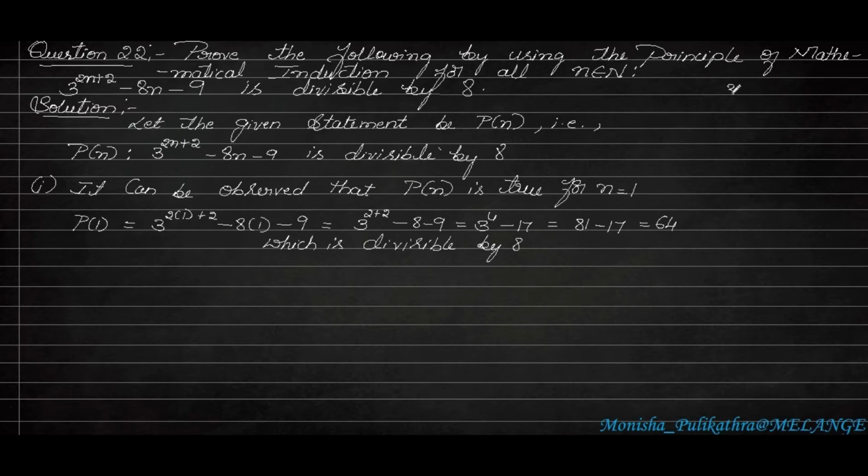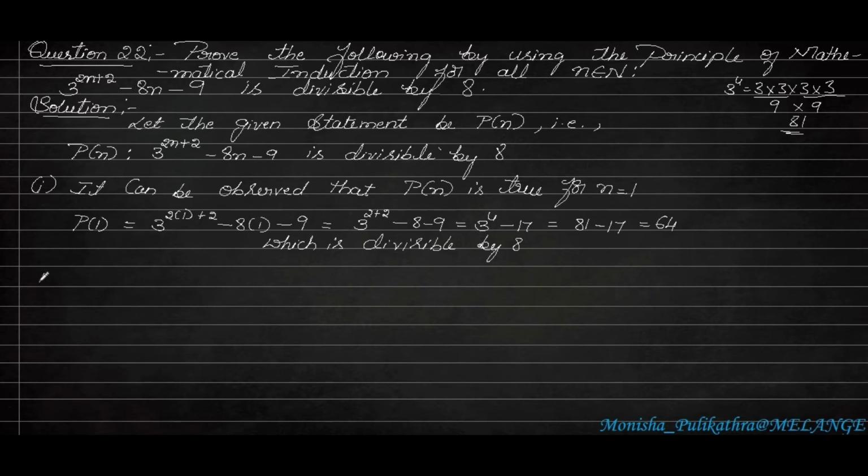Okay. So 3 to the power of 4 is nothing but multiplying 3 four times. So 3 3s are 9. Again 3 3s are 9. So 9 9s are 81. Next, 81 minus 17 is 64, and the number 64 is divisible by 8. So P of n is true for n is equal to 1. So this is the first procedure.